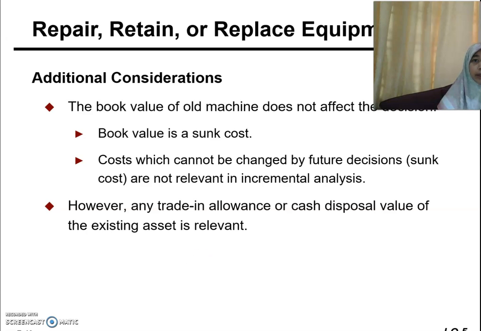Hopefully you can get an understanding of this repair, retain or replace decision for a certain piece of equipment. Sometimes you only decide whether to retain or replace, but there are also scenarios whereby you have to incur certain costs, such as repair costs. If you incur that repair cost, then only you retain the asset, so you need to include that repair cost too, because there is a difference between repairing and retaining compared to replacing the asset. Hopefully you have a better understanding of this. Thank you very much.